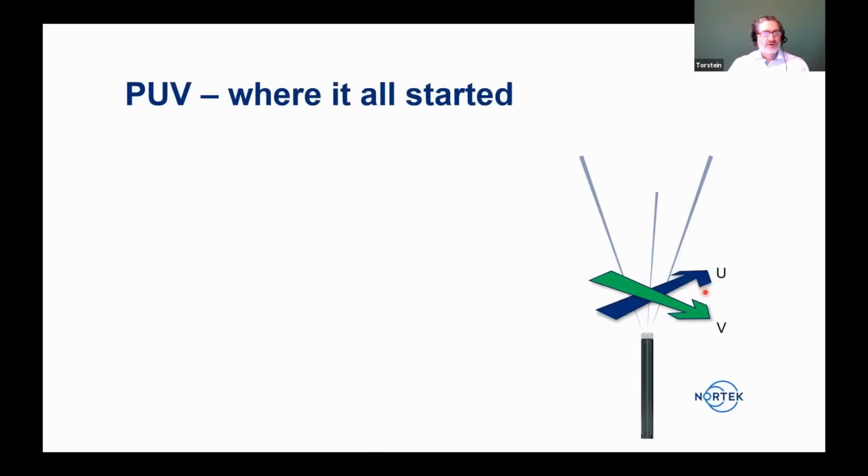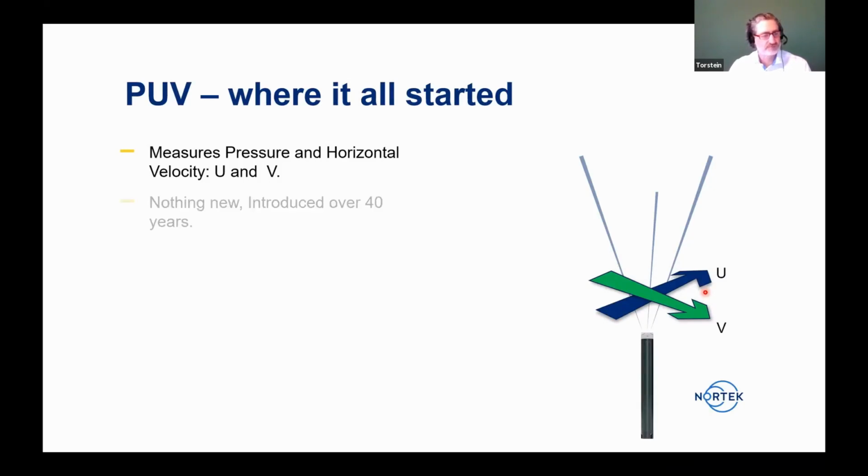So where has it all started? The PUV method is where it really started many years ago. Basically what we're measuring is the pressure, which is the P, and two components in orthogonal directions of the orbital velocity, the U and V as it's referred to. It's nothing new. It's been used for about 40 years now.